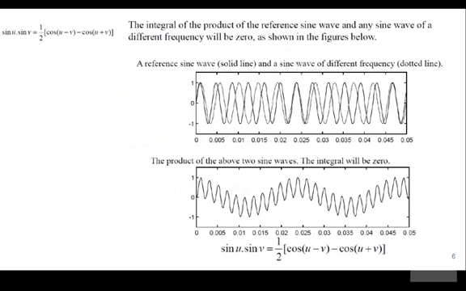If we then have a product of two different frequencies there, we're going to get a signal that looks something like this. That's what this product looks like, and the integral of this is actually going to be 0. Only when the frequencies match do we get a non-zero integral.